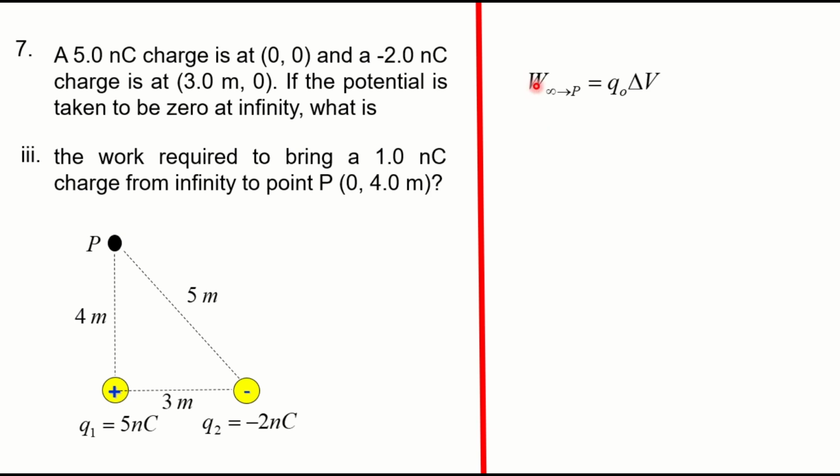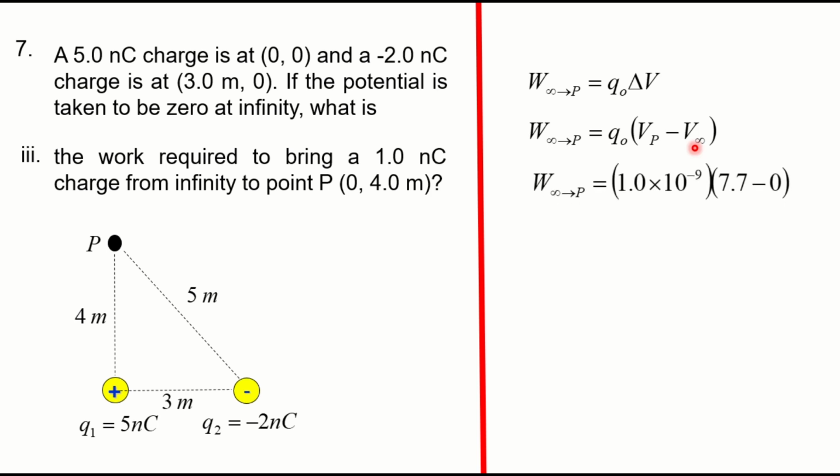We use the formula for work done to bring the charge from infinity to point P. So it's Q naught, but now it will be the change in electric potential. Just now it was just electric potential, but now since we're bringing the charge from one place to another, there will be a change in electric potential, from the final point, point P, minus the initial point, which is at infinity. So we substitute our values. Q naught is 1.0 times 10 to the power of negative 9. VP, the electric potential at P, is 7.7.